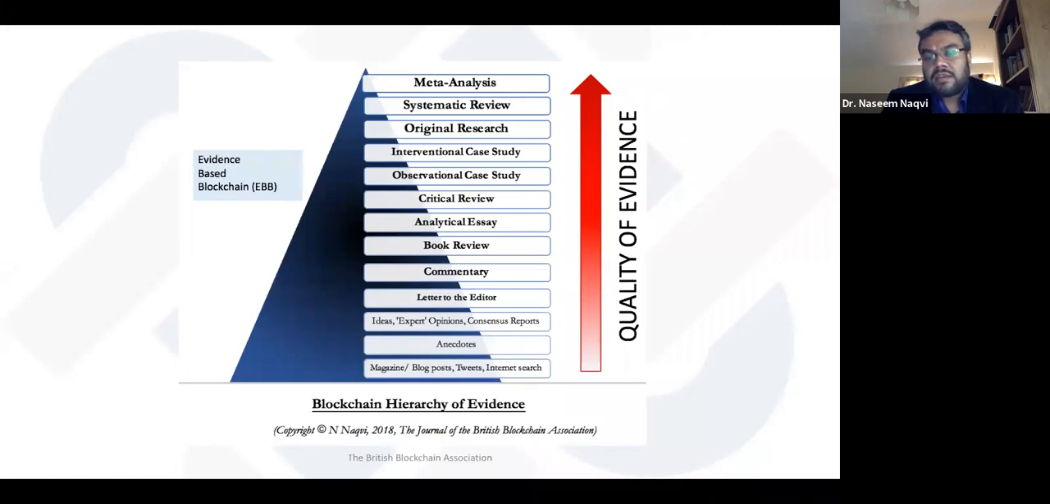And the further up you go, it becomes more and more stringent because now it gets reviewed by independent experts in the field. And so this is really the benchmark in most scientific disciplines, and blockchain or distributed ledgers are no different. So it's really the bedrock of scientific evidence.